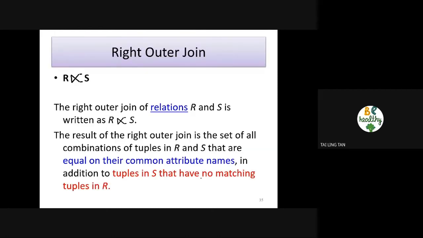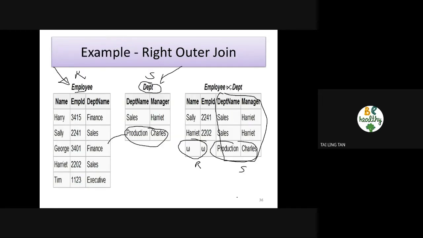In addition to that, the tuples in S that have no matching tuples in R are also included. You can see the important point here: tuples in S. We want to show everything. If there is no matching in R, it's okay. So we have an example here.